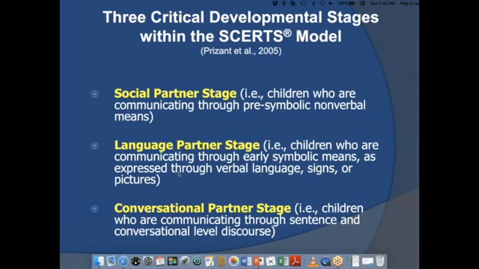But our social partners are developmentally youngest children. So it does not matter what their chronological age is. This is purely done by communication level. So social partners are children who are communicating in pre-symbolic nonverbal means, kids who are using proximity, gestures, facial expressions, reenactment of routines that they've been engaged in, those types of things. Those are our social partners. They are not using any symbolic form of communication. No pictures, no signs, no symbols in any way. So those are developmentally youngest children. Again, it does not matter what their chronological age is.